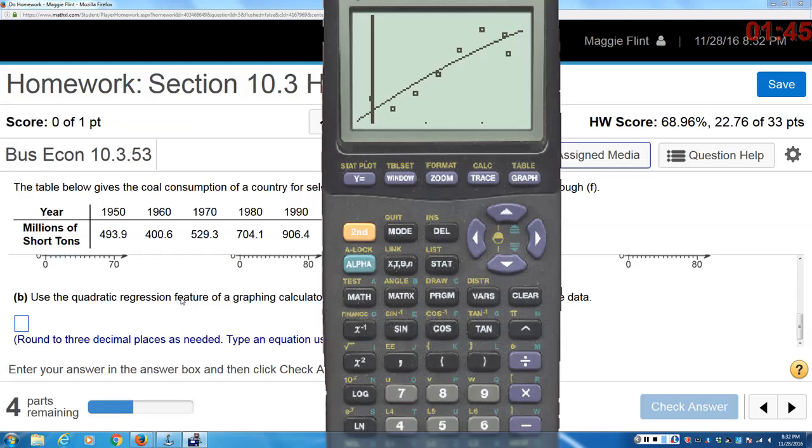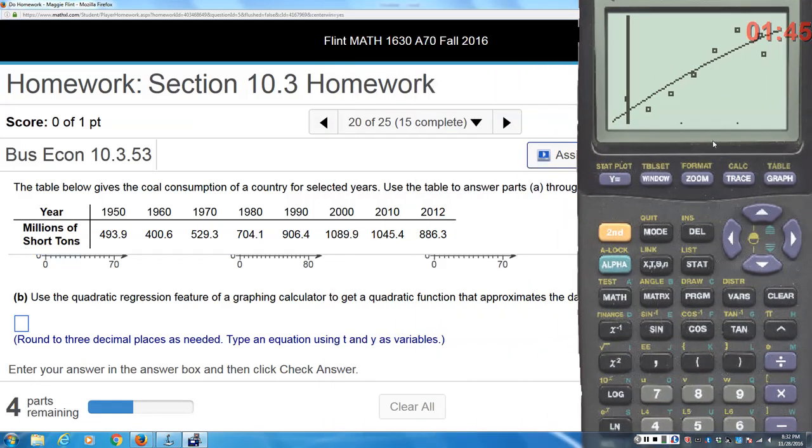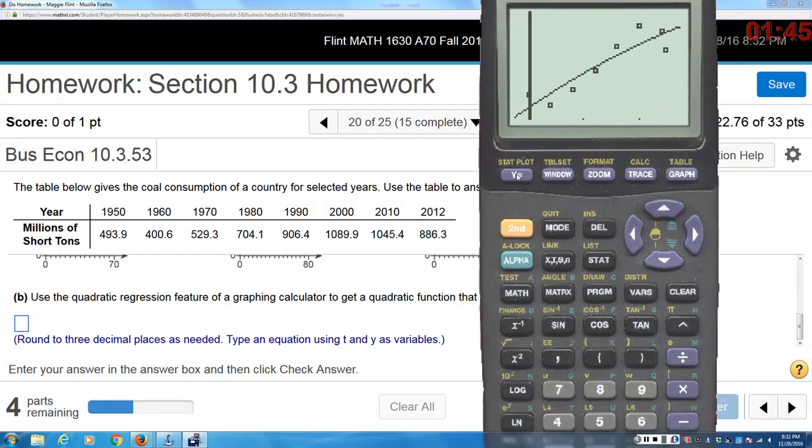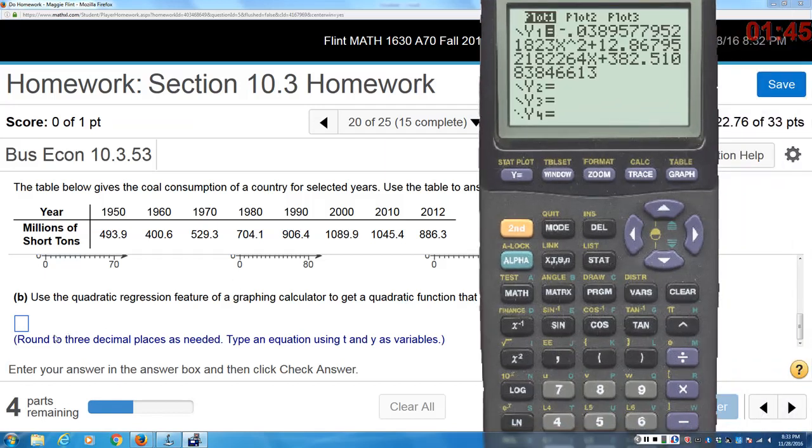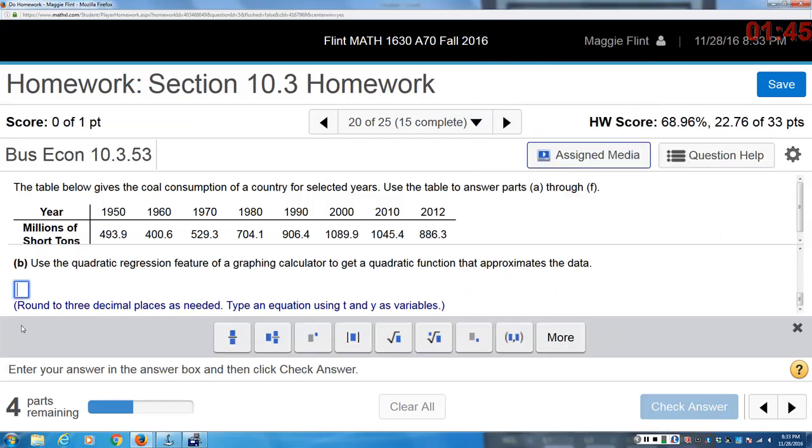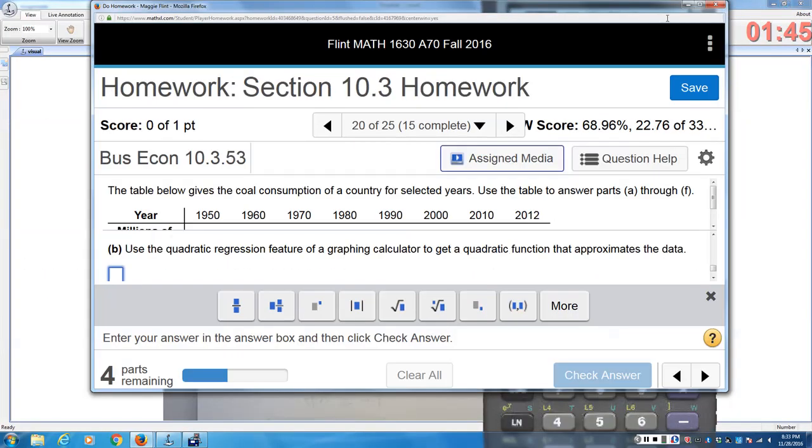What's it look like? Cubic, right? Looks like cubic. We had a choice, would that have done it? We have that choice and we're probably going to do it. Okay, it says use the quadratic, get the function that approximates the data. Okay, we're going to type that in. So it says round to 3 decimal places as needed. Alrighty then. We'll have to kind of get these side by side because my memory is not that good.